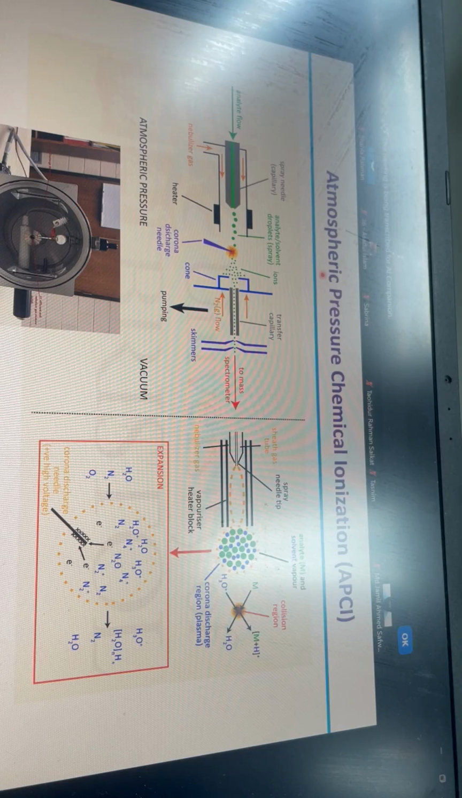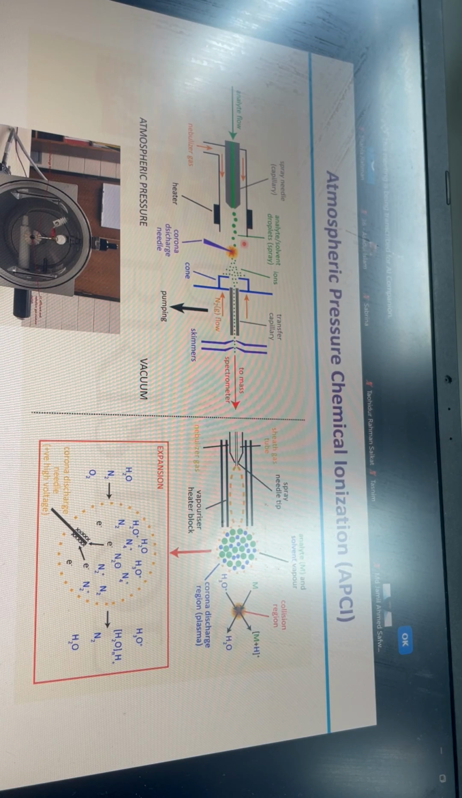Atmospheric pressure, because you use nitrogen, and nitrogen can stay in the atmosphere, so that's why it's called atmospheric pressure chemical ionization. But they encountered another problem because nitrogen is inert. Ionizing nitrogen with electrons is difficult because inside nitrogen you have a triple bond, one sigma and two pi bonds. So nitrogen is very difficult to ionize. Then to ionize nitrogen, they use another electrode, another needle inside the mass spec, called the corona discharge needle.